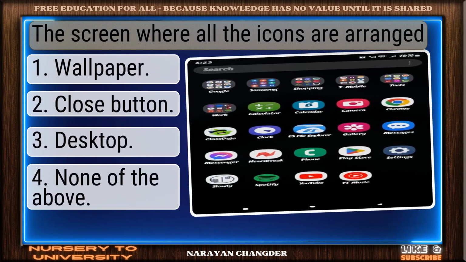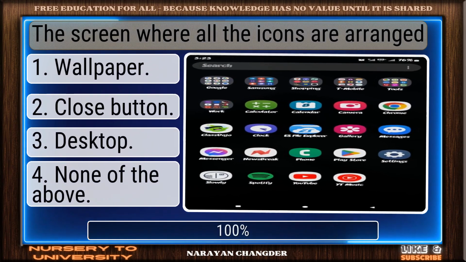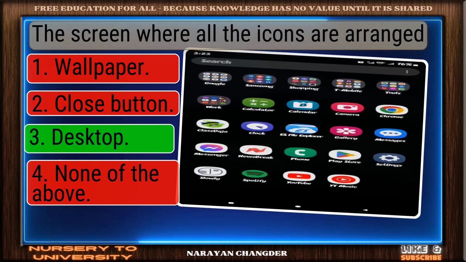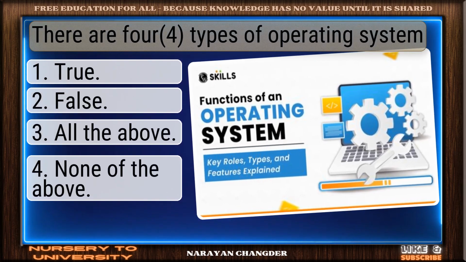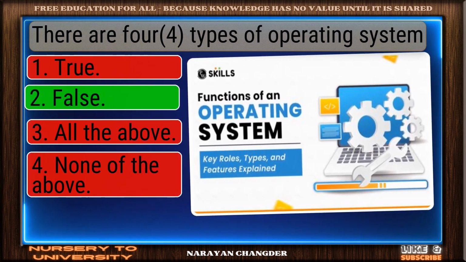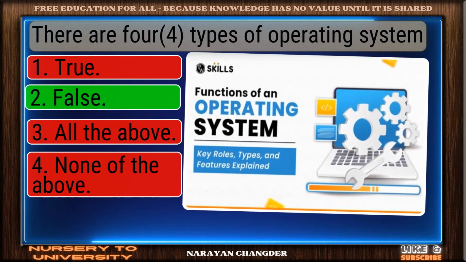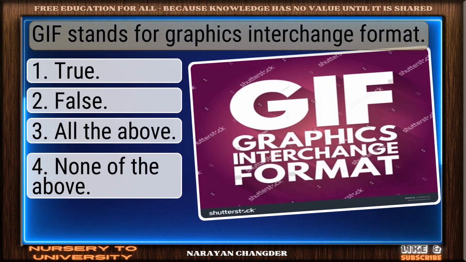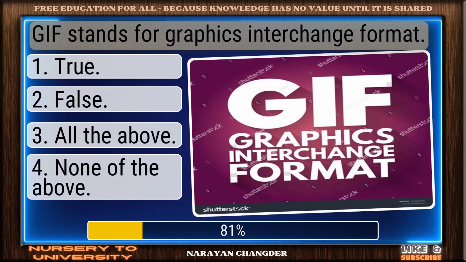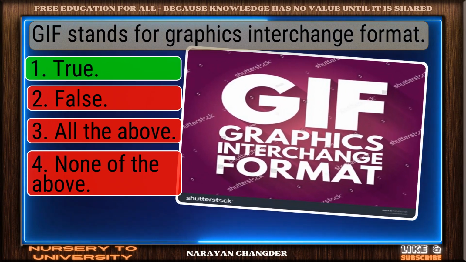The screen where all the icons are arranged. Perfect. Desktop is the correct choice. There are 4 types of operating system. Correct response. False is the most accurate answer. GIF stands for Graphics Interchange Format. You got it. Your choice true is right.